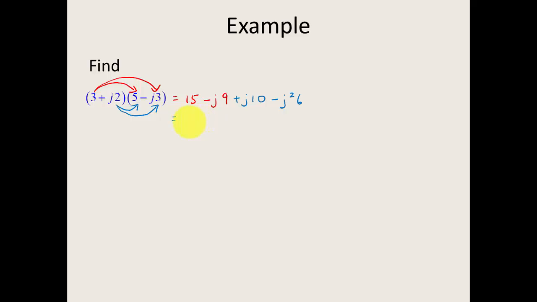Okay, let's tidy things up a little bit. I have 15. And I have then these two terms containing j. So these are the imaginary parts. I'm going to put them together by writing plus j with a pair of brackets. First term being negative 9, second term being plus 10. Negative 9 comes from here, plus 10 comes from this one.